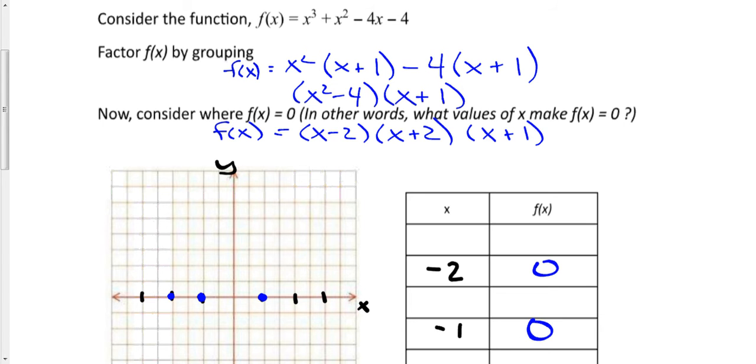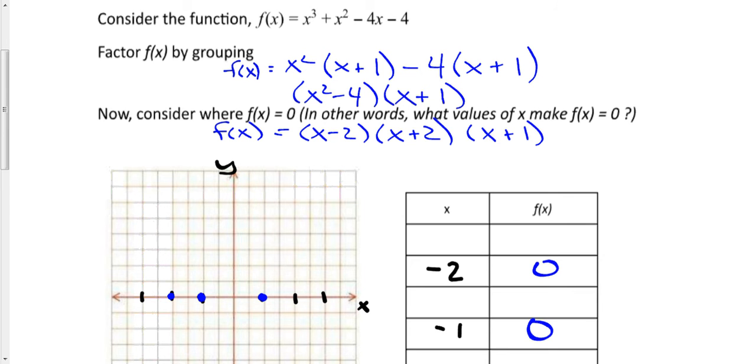How many times does x equal 2 as a solution to this pop up? Once. How many times does this solution pop up? And how many times does this solution pop up? So how many times is it going to cross? It's going to cross 3 times. Okay? But, back to my original question. X cubed does this, right? It starts way down in the negative land and then goes up to positive land, right?